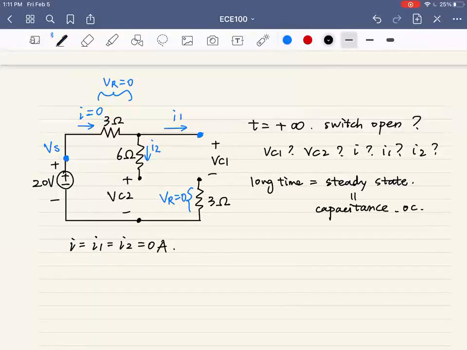So the answer might be surprising. VC1 equals Vs. And similarly, VC2 also equals Vs. Okay? If you get the answer correctly, you understand it quite well. Okay?